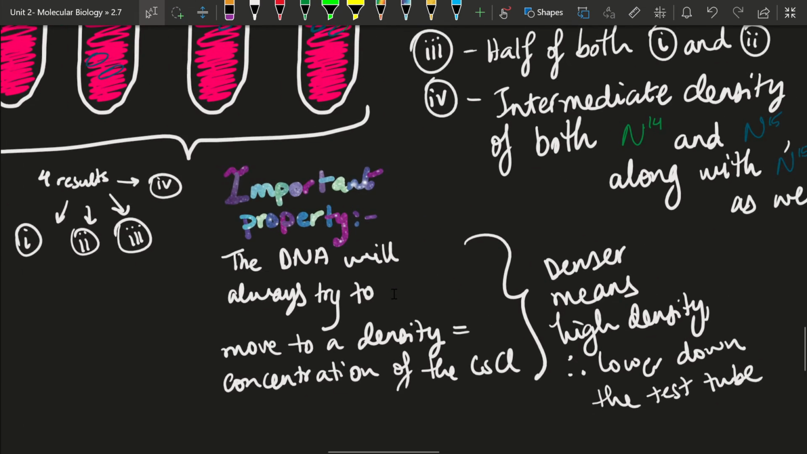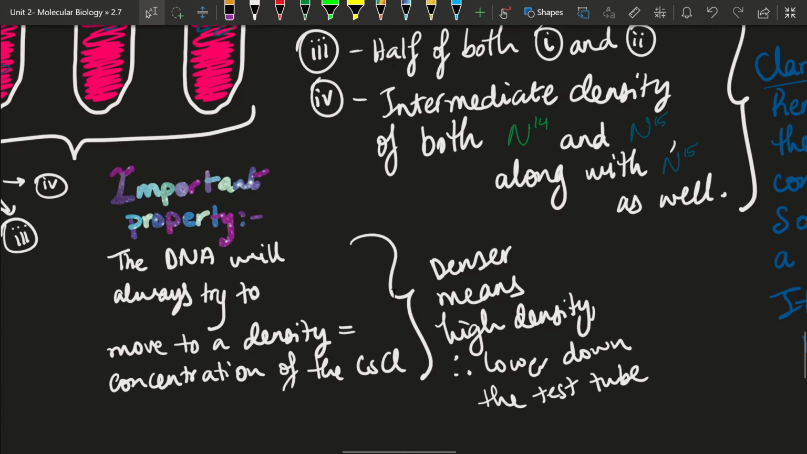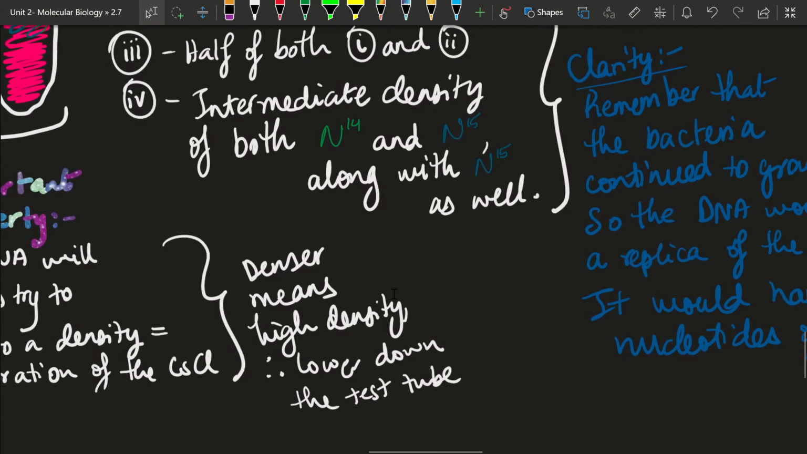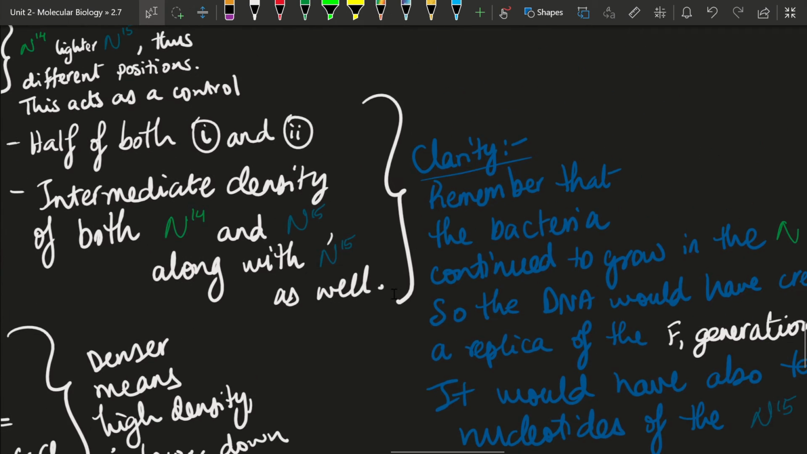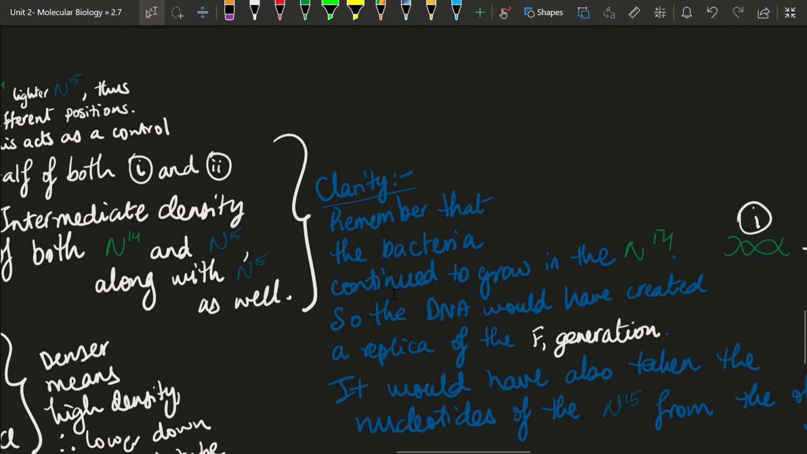What does this mean? Well, in essence, the density of the DNA will always be equal to the concentration of the cesium chloride. If you're denser, it means you'll be lower down the test tube. So they continue to grow in the N14. Sorry, they continue to grow in N15.